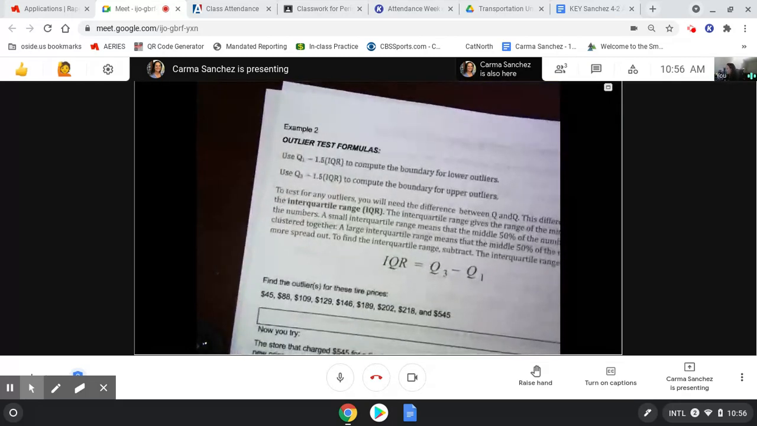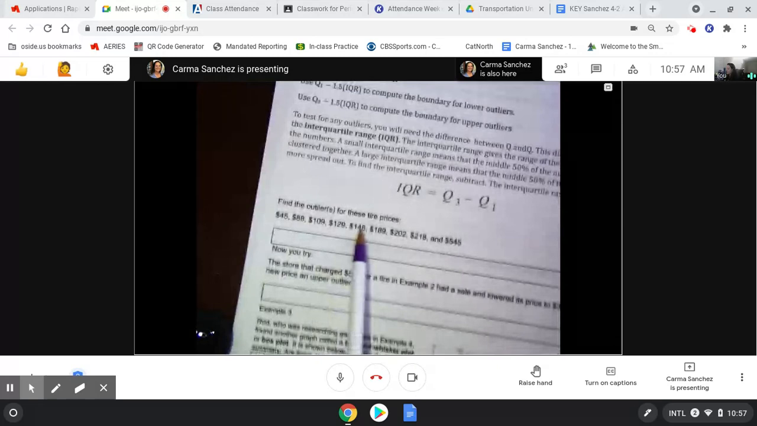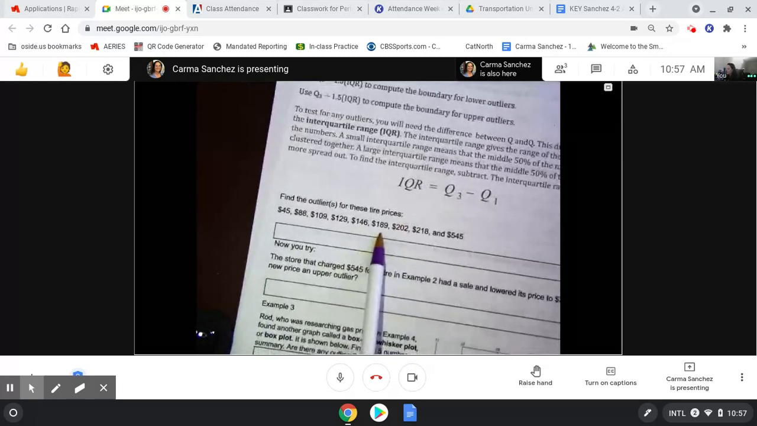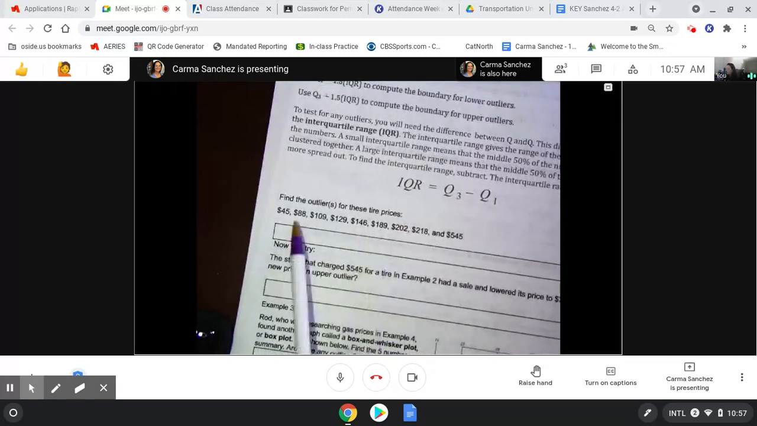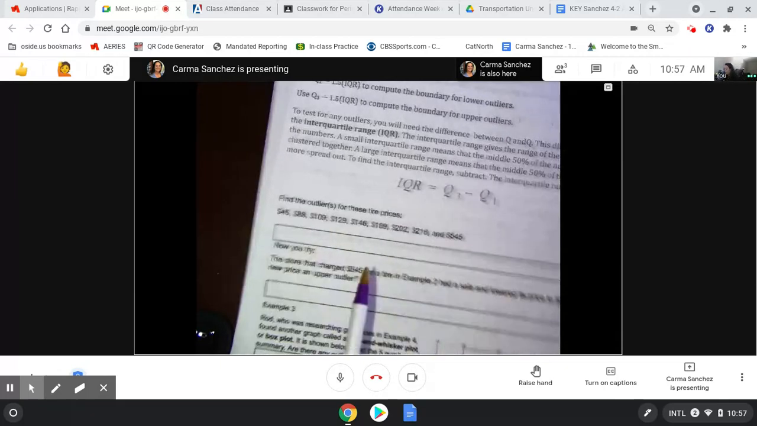All right, I gave you the outlier formulas for these because we're going to need them on this next example. So find the outliers for these tire prices. In order to get the outliers, I need to put the stuff in order, get the Q1, the Q3, get the IQR, and then plug into the formulas. So here we go.